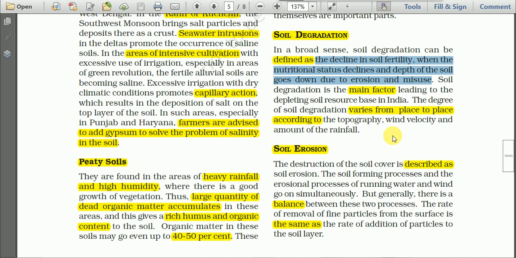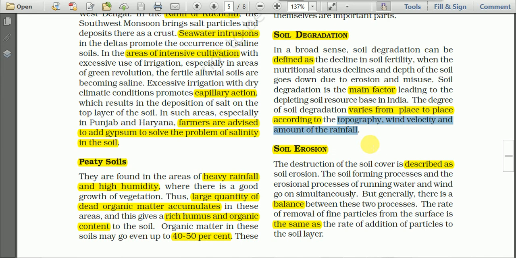Okay, so soil degradation means decline in the soil fertility when nutritional status declines and the depth of the soil, that is the thickness of the soil, goes down due to erosion and misuse by human beings. So soil degradation is the main factor leading to the depleting soil resource base in India. The degree of soil degradation varies from place to place according to the topography, wind velocity and amount of rainfall.